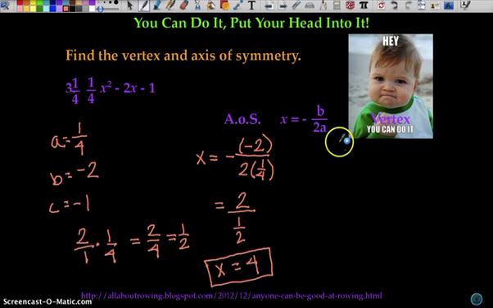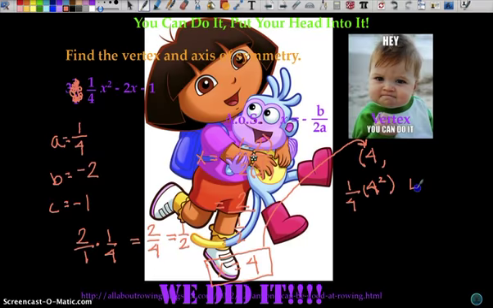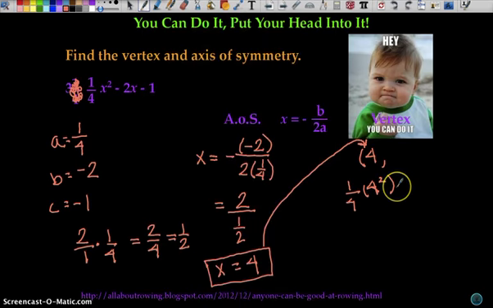And then to find our vertex, we take our x value, remember that this is where this 4 comes from, and then plug 4 in. I don't know where this 1/4 came from, ignore that. So we take 1/4 times 4 squared minus 2 times 4 minus 1. Order of operations, 1/4 times 16 minus 8 minus 1.